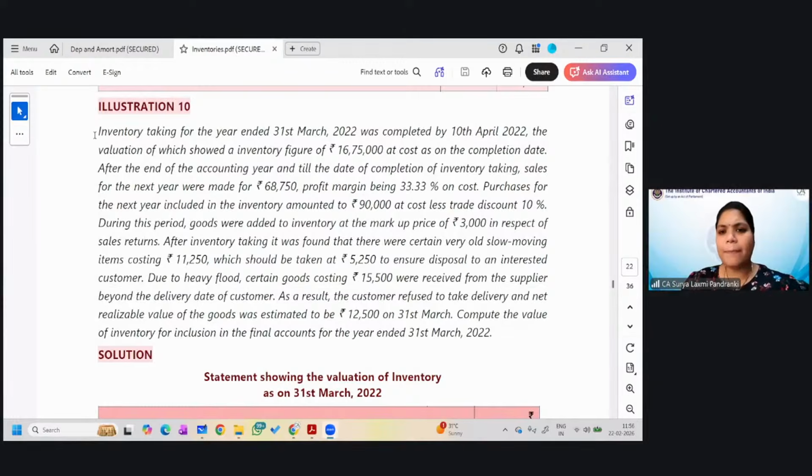Yes, this is again a simple question. Let's quickly do this. In this question, the year-end date is 31st March 2022. But when did we do the inventory taking? 10th April, which is after 10 days. And the valuation showed an inventory figure of 16,75,000, right? So on 10th April, when you physically counted and valued the inventory, the value is 16,75,000. Okay, good.